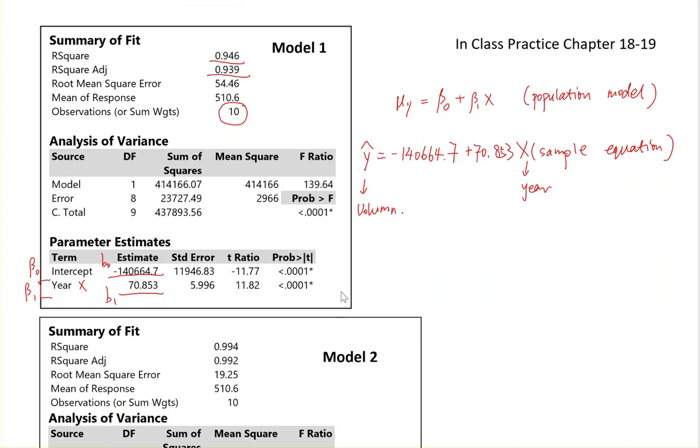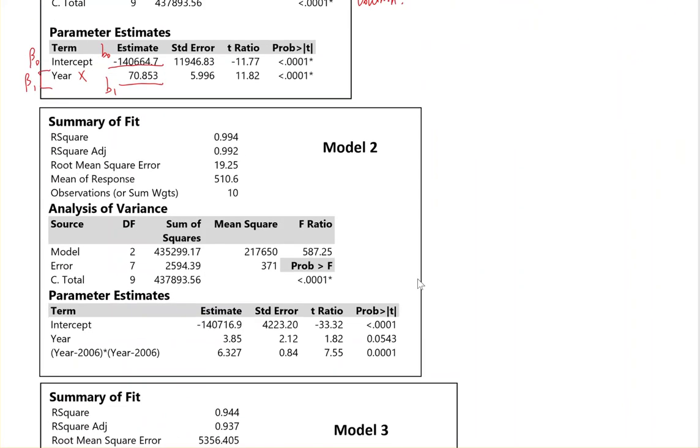All right, so let's look at Model 2. Model 2 still has 3 tables: the summary of fit table, the ANOVA table, and the parameter estimate table. To decide what this model is about, we first look at the parameter estimate table to decide how many explanatory variables are in this regression. Here we have the intercept for beta 0, and we have 2 rows. The year is the first explanatory variable, and then we have another one.